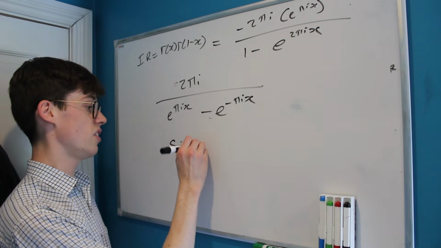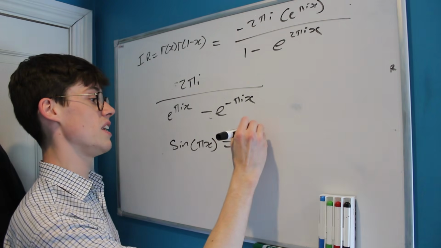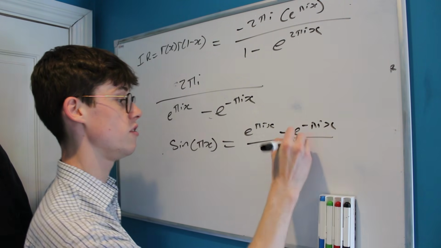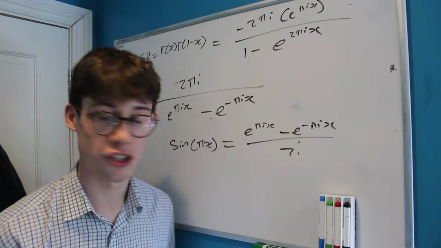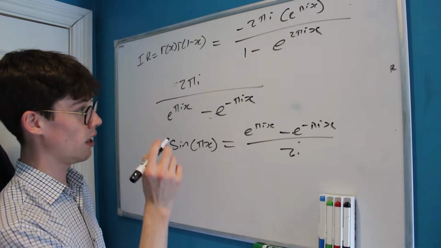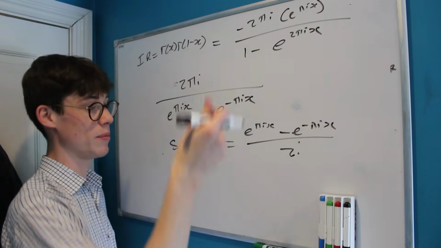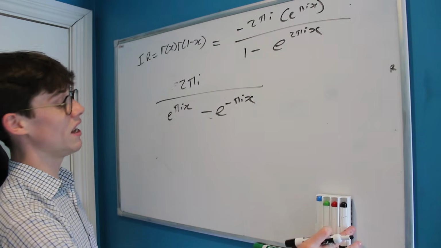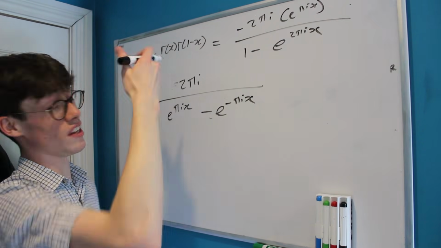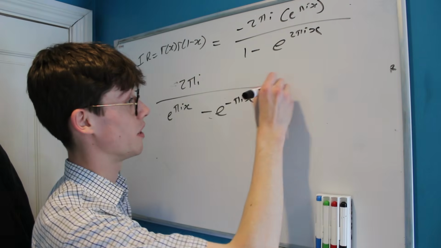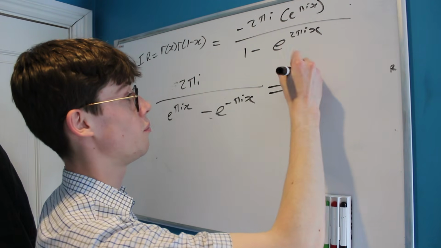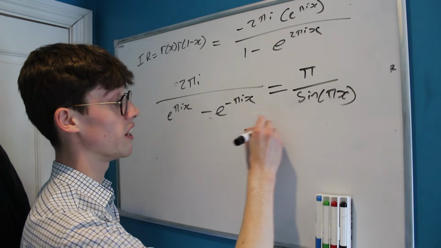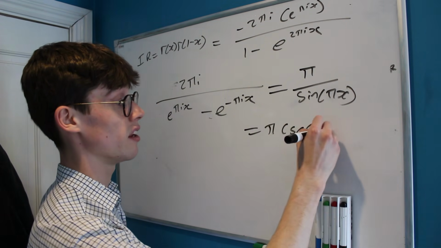Because sine of pi x is equal to e to the pi i x minus e to the minus pi i x divided by 2i, according to the complex definition of sine. And that's exactly what we've got here, but flipped upside down, multiplied by pi. And that tells us that I_R, which is equal to gamma of x times gamma of 1 minus x, is equal to pi over sine pi x, or you could write it as pi times cosecant of pi x.